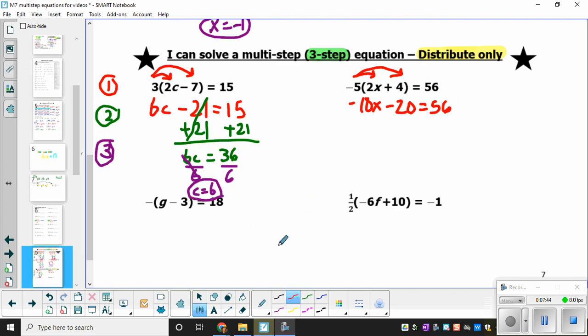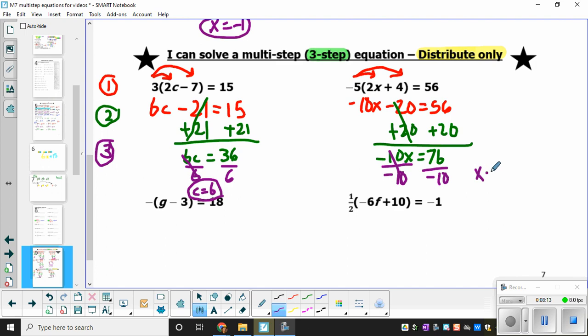All right, so we took care of the first step, which is to distribute. Now here we're going to add the 20 on both sides, get rid of our constant. And I'm going to bring down the negative 10x. And 56 here plus 20 is 76. And now we're going to divide both sides by the negative 10. That's going to cancel out. And here x is going to equal a negative 7.6.